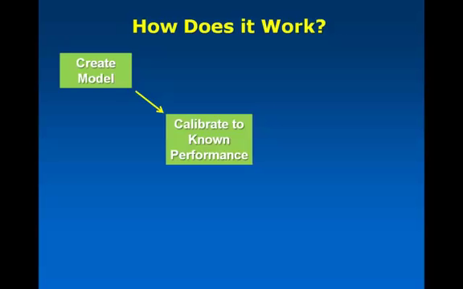So we calibrate it to known performance. We get some historical data from that plant. We run some simulations, and we plot the model results alongside the known data, and then we sort of tweak the numbers and dial in some of the lesser known values in the model and try to bring that in so that it's predicting something that we know to be true.